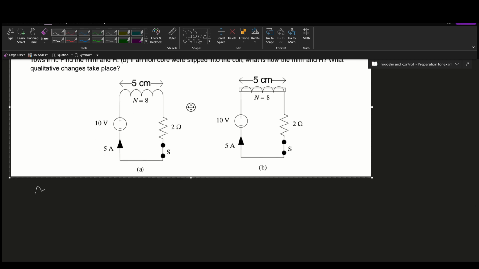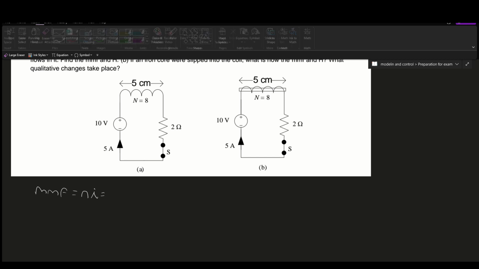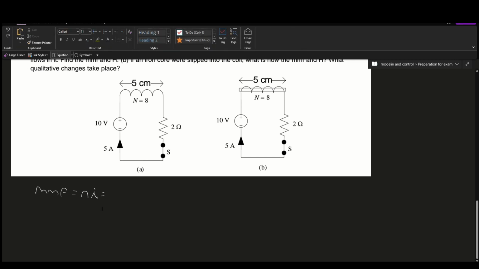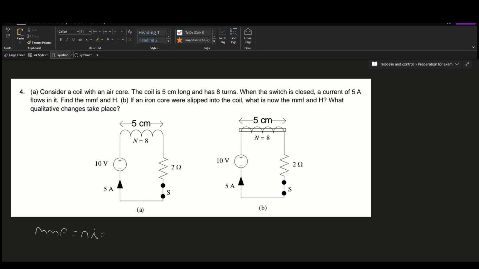So, as we said before, MMF is equal to the number of turns times the current. And in this case, for part A, we have that the number of turns is 8 and the current is 5 amps. So we have 40 ampere turns of MMF.